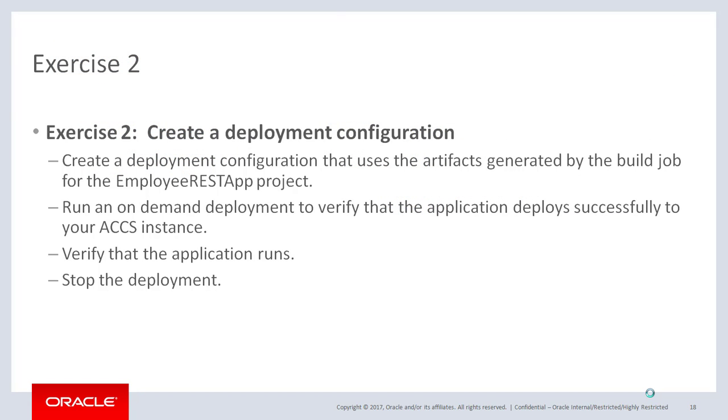You should now be ready to work on the exercise. The build job you created in Exercise 1 for the Employee REST App project generates artifacts. In Exercise 2, you'll create a deployment configuration that takes those artifacts and deploys them to your ACCS instance. Then you'll run an on-demand deployment to your ACCS target service to verify that your deployment configuration works. Last, you'll run the application to verify that it works. When you're done, stop the deployment.